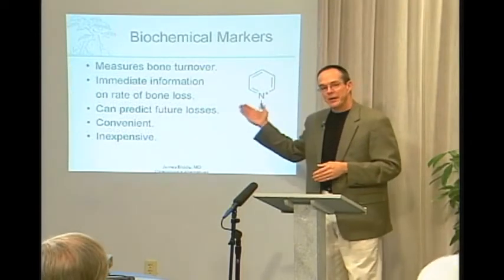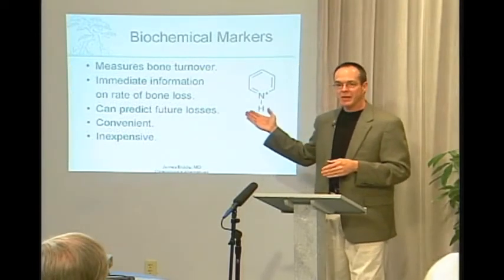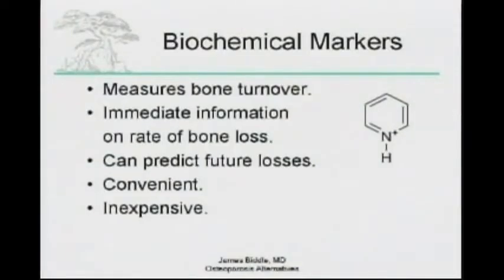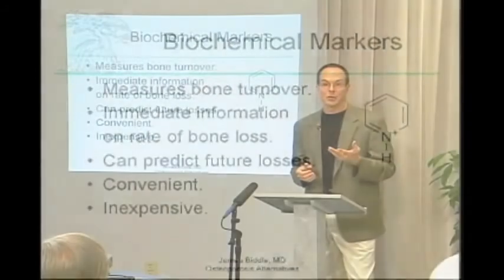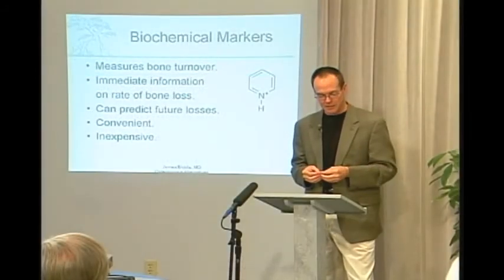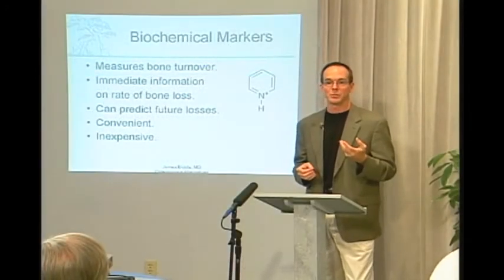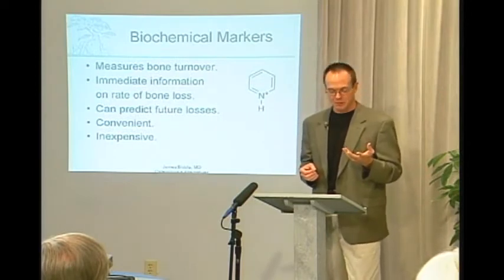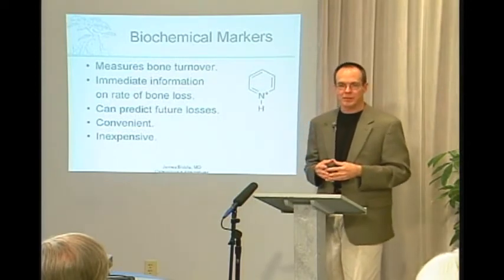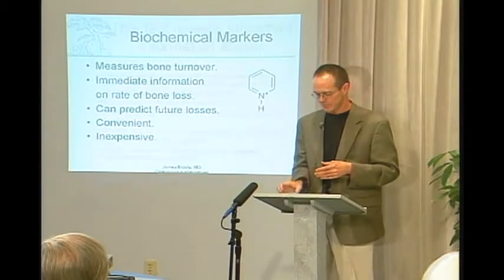So what we look at is the biochemical markers. And the biochemical markers tell you the bone turnover. It tells you the balance between the osteoblasts building the bone and the osteoclasts breaking down the bone. Are we striking a good balance there? It gives you immediate information on that, and it can predict future losses as long as everything's in steady state. It's very convenient. It's just a take-home first morning urine test, and it's relatively inexpensive. I think they're less than $100 to do this test.